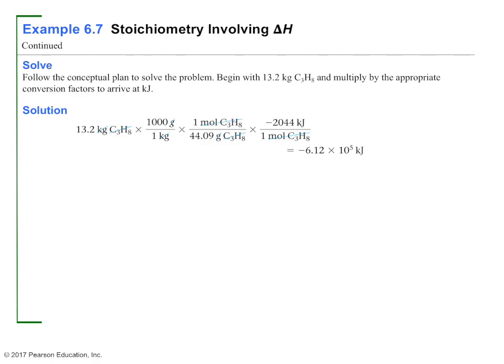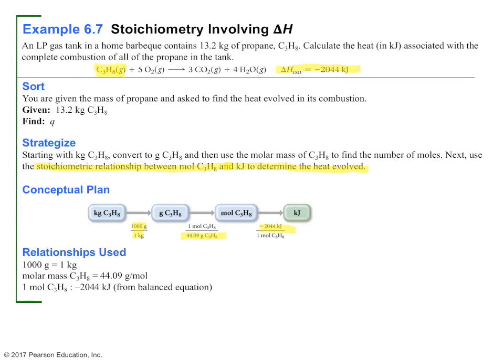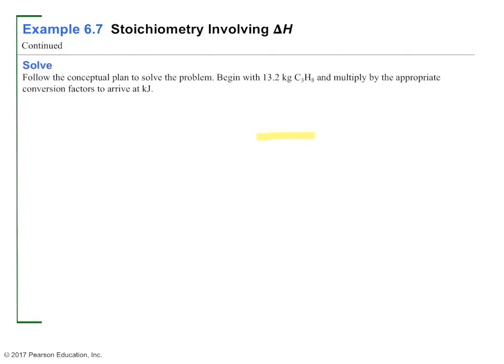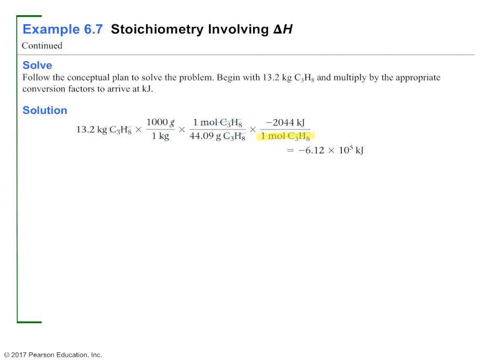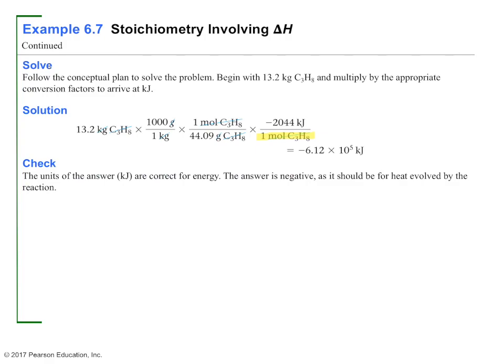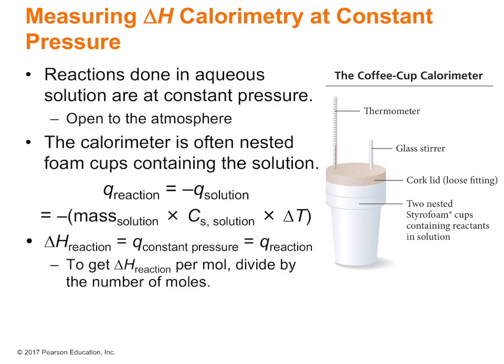Again, it's just a simple conversion, and you use this 1 mole. Remember, it came from the balanced equation. So if you look back here, 1 mole of propane, that's where it came from. If there's 2 moles, then 2 moles would be at the bottom. And so the units, kilojoules, are correct for energy. The answer is negative, as it should be for heat evolved by the reaction.